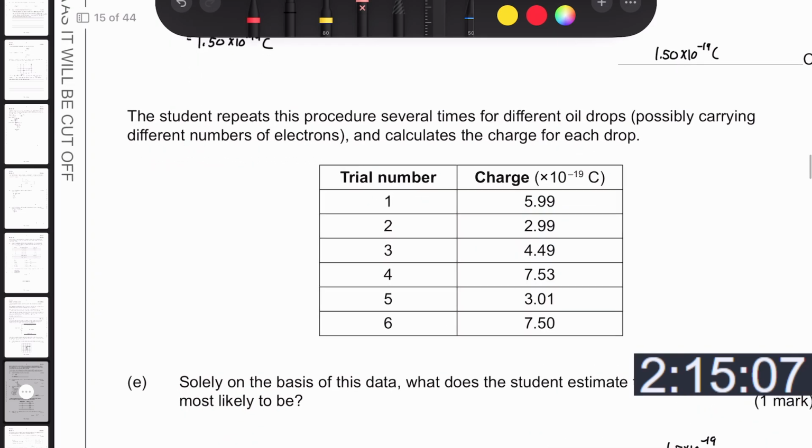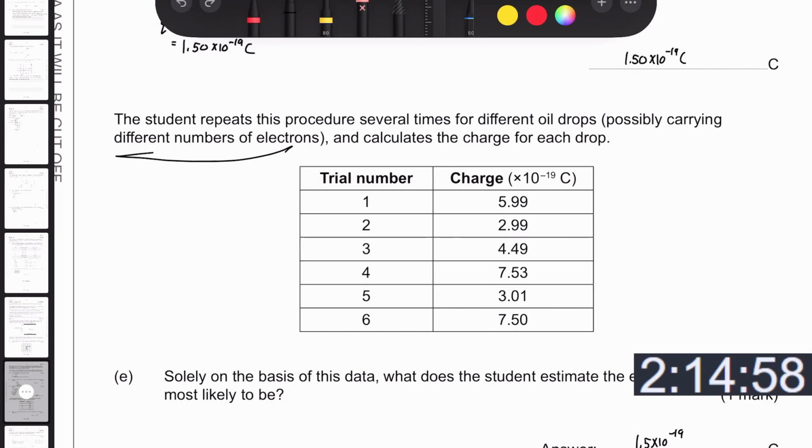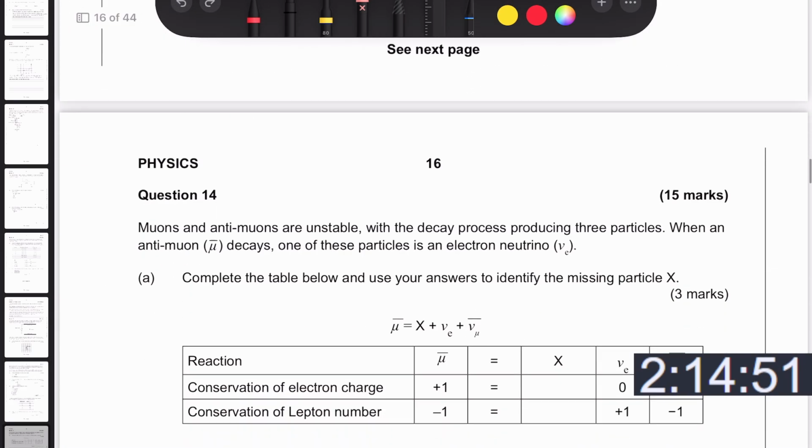Okay, back to this one, sorry. I don't just average these, because that's not the electric charge of an electron, that's the average charge of these, and these could have different numbers of electrons. So I need to find the common difference between each, which is roughly some multiple of 1.5.